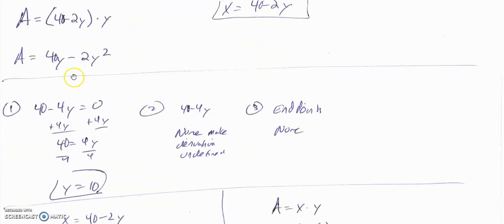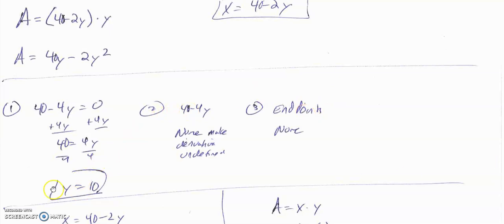So for stationary, we take the derivative. Derivative of 40y is 40. Derivative of negative 2y squared is negative 4y, set equal to 0. So we add 4y to both sides: 40 equals 4y. Divide both sides by 4. We get y equals 10. There are no singular points, and there were no endpoints given, so y equals 10.